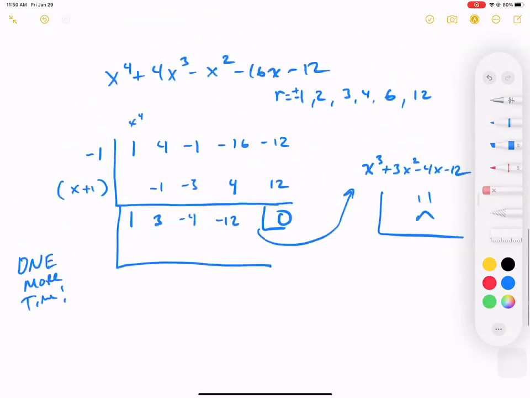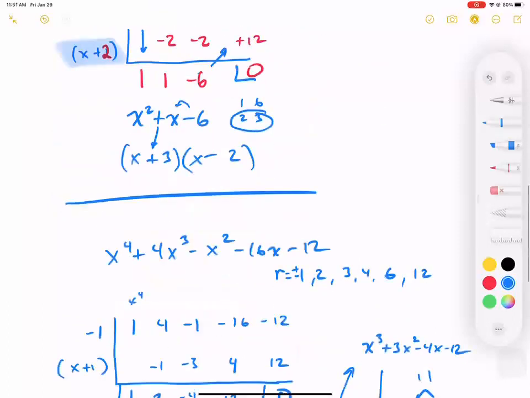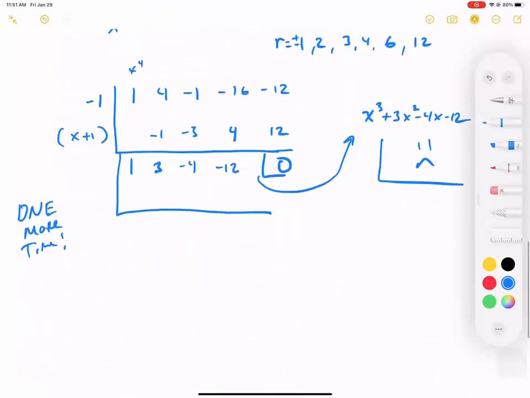You can use any number you want: -2, +2, or -3. These are the zeros. You can use any one since we already know what the answer is. I just want to show you that if we didn't know, we would actually have to test it again.